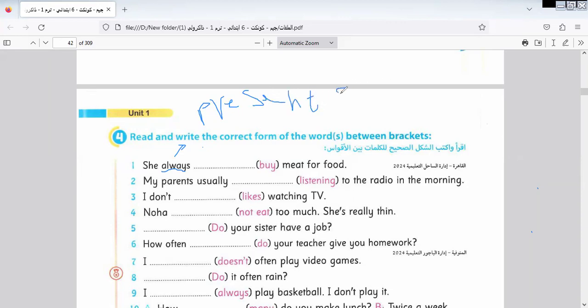You must know it. Here we always have the keywords of the simple tense. So here we have "she". "She" is singular, so it will be what? She buys meat for food. So it will be: she buys meat for food.